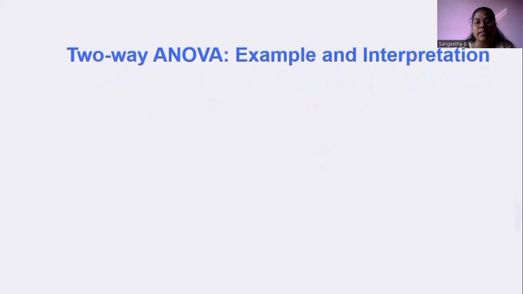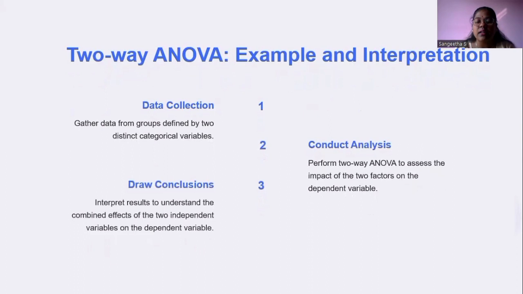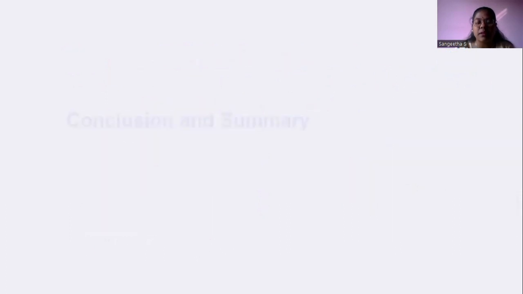Two-way ANOVA example and interpretation. Data collection: gather data from groups defined by two distinct categorical variables. Conduct analysis: perform two-way ANOVA to assess the impact of the two factors on the dependent variable. Draw conclusions: interpret results to understand the combined effects of the two independent variables on the dependent variable.